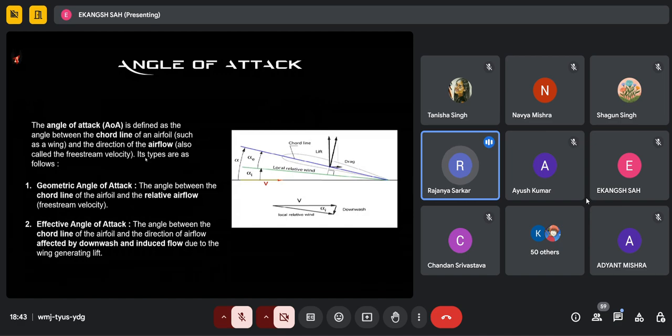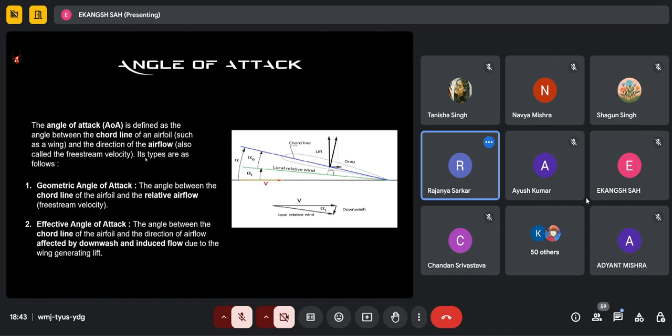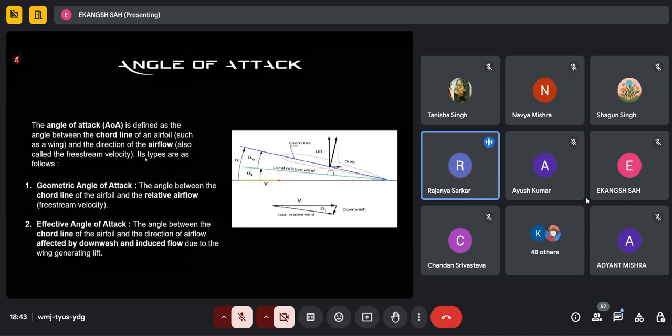Here we have the definition of angle of attack as we have defined it earlier. As we have defined earlier, the angle of attack is the angle between the mean chord line and the relative velocity of the wind. And we have defined that there are two types of angle of attack. One was geometric angle of attack, another one was effective angle of attack. Geometric angle of attack was the usual angle of attack that we have discussed, and effective angle of attack is the angle between the no lift line and the mean chord line.